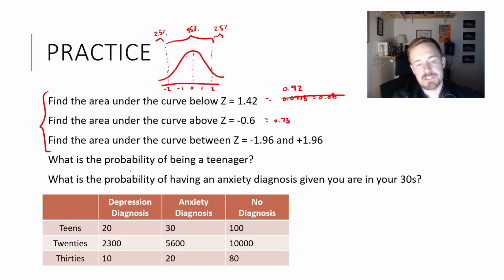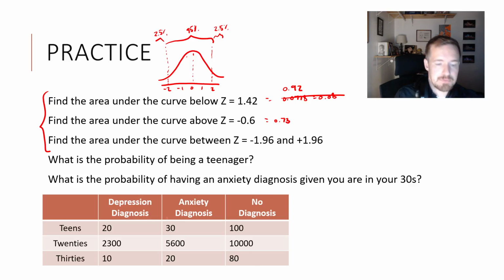For the sake of simplicity, we're going to assume that these are mutually exclusive categories, where even though depression and anxiety are often comorbid, so they often do occur together, we're going to assume for the sake of this demonstration that you either have a depression diagnosis, or an anxiety diagnosis, or you have no diagnosis, but you can't have both, or you can't have a combination of those.